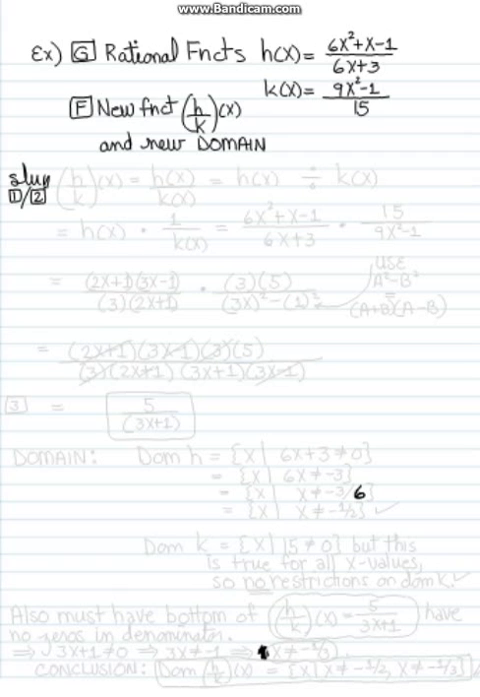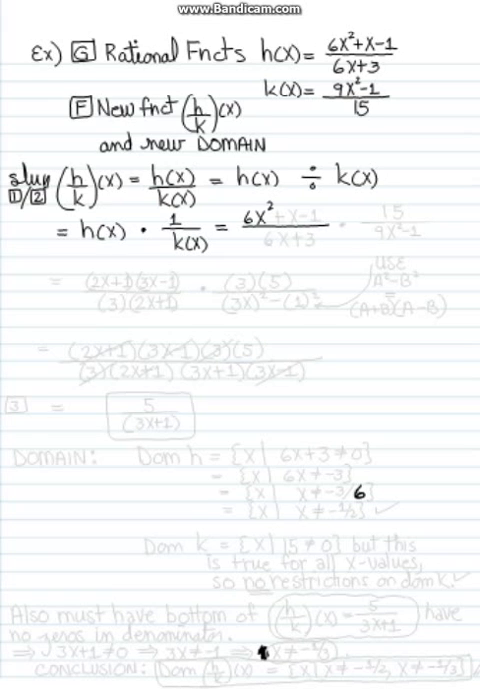We're going to write h over k of x is equal to h of x over k of x, which is equal to h of x divided by k of x. But we can write divided by as multiplied by the reciprocal of k of x. So replacing the rational functions, we have (6x squared plus x minus 1) over (6x plus 3), and then turn the other one upside down because we're multiplying by the reciprocal. So we're multiplying by 15 over (9x squared minus 1).